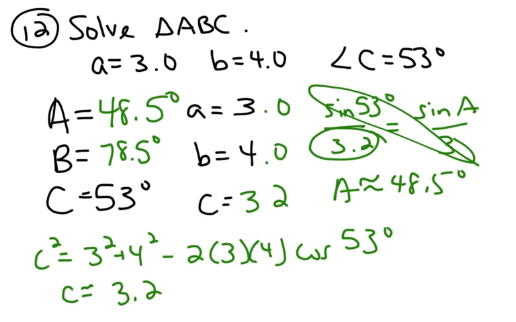If instead you decide you're going to use the law of cosines, you're going to get angle A is about 46.7 and B is 80.3. I'm not sure why it varies that much, but it does. And that is the review for quiz 6.3 to 6.6.